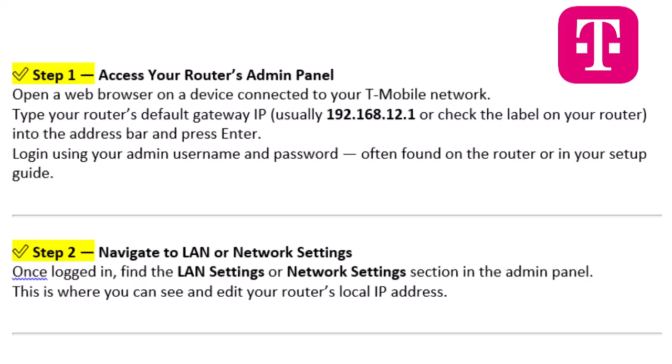Step 2. Navigate to LAN or network settings. Once logged in, find the LAN settings or network settings section in the admin panel. This is where you can see and edit your router's local IP address.